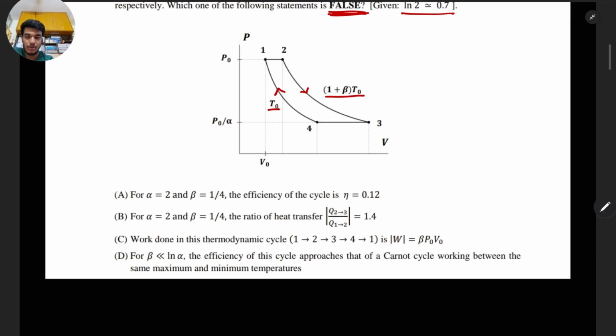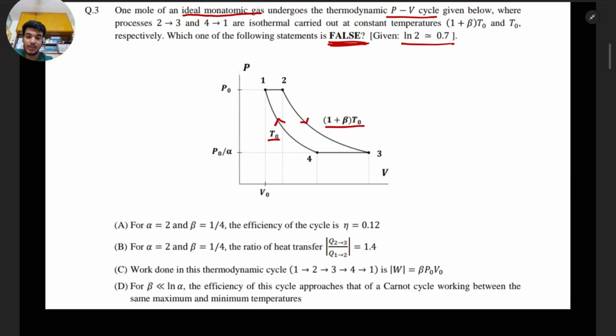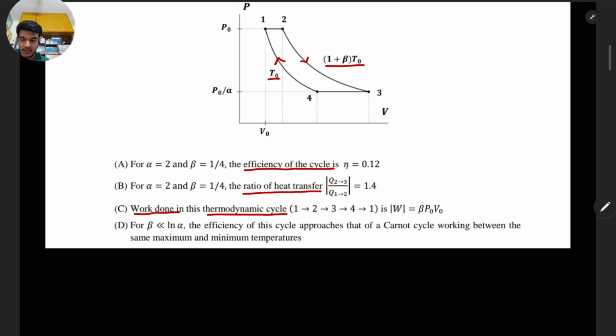So let us look at the options to see what things we need to find out. The first option asks us about the efficiency of the cycle. Then we have to find the ratio of heat transfer in 2 to 3 and 1 to 2. And then we have to find the net work done in this thermodynamic cycle, and also, if beta is much less than ln alpha, what would be the efficiency.